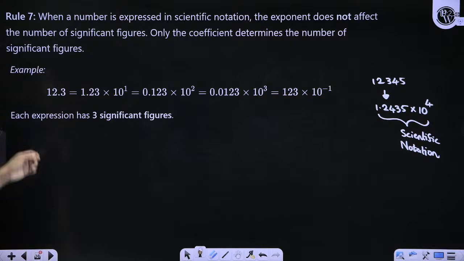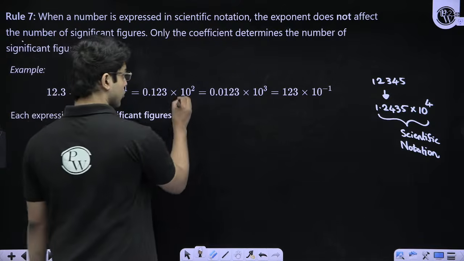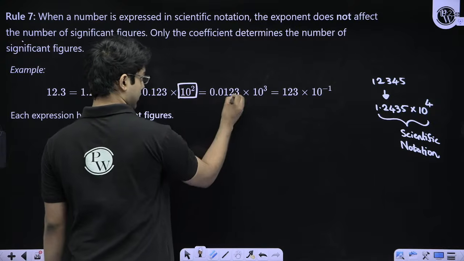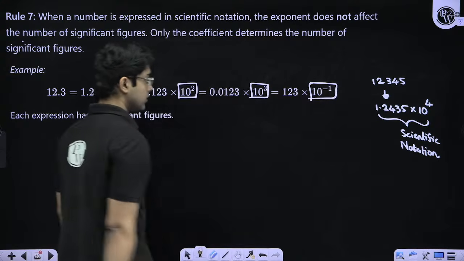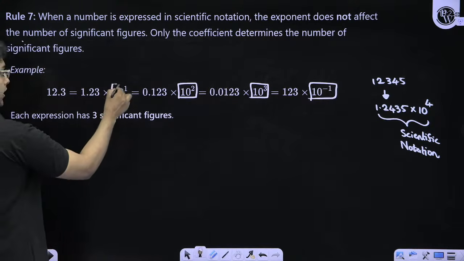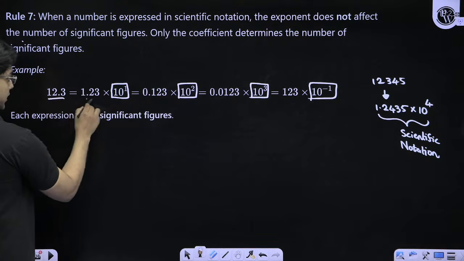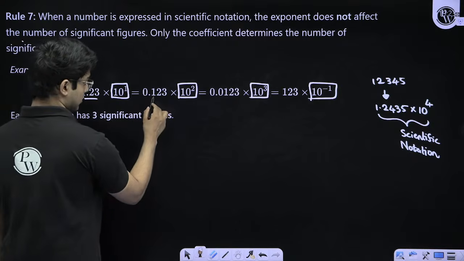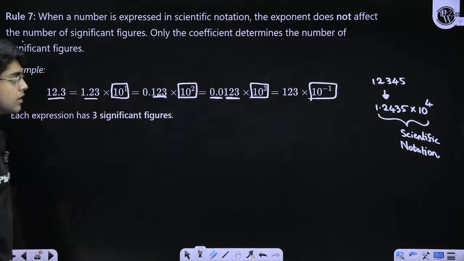Okay, so when a number is expressed in scientific notation, the exponent does not affect the number of significant figures. Okay, so this power of 10 is not important. Don't count this. This is not included in the significant figure. Okay, always ignore it. Rest, whatever the number may be, count the number of significant figures. So here is 3, here also 3. Here this 0 is not important, so this 3. Here these two zeros are not important, so 3 again, and you guys get the idea.